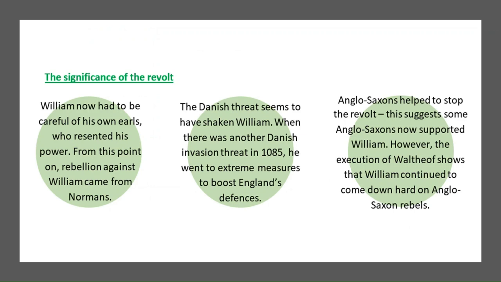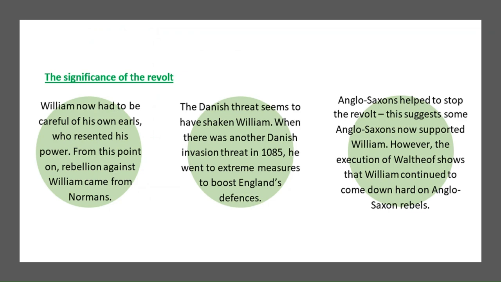Significance of the revolt. Why was it so important? Well, it's so important because it shows William he's got to be careful of his own earls. They resent his power. They're angry at losing some of their own power and money. From this point on, rebellion against William actually came from Normans, not Anglo-Saxons. The Danish threat seems to have shaken William. When there was another Danish invasion threat, he went to extreme measures to boost England's defences.